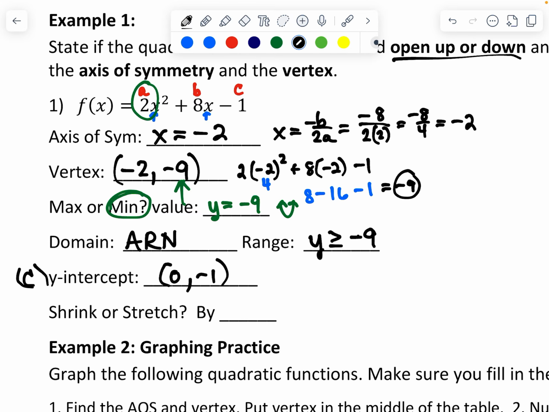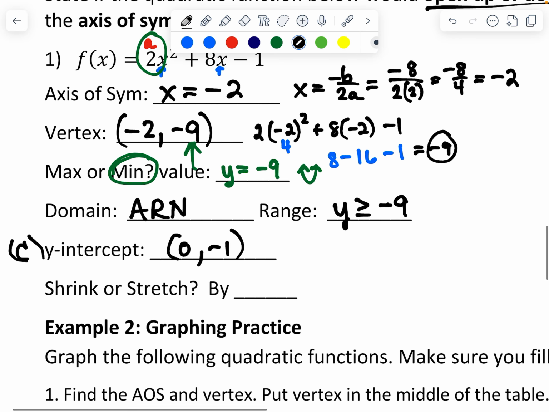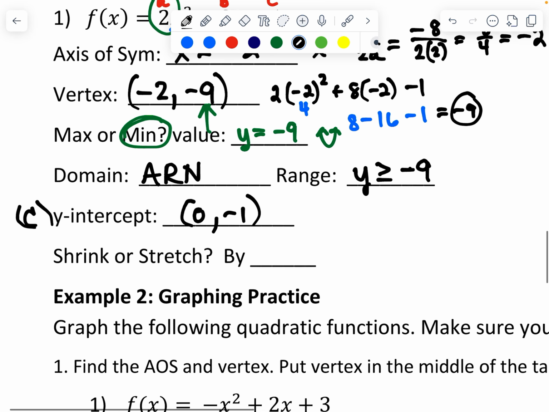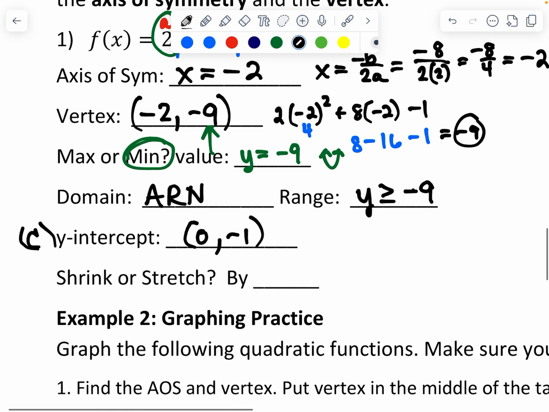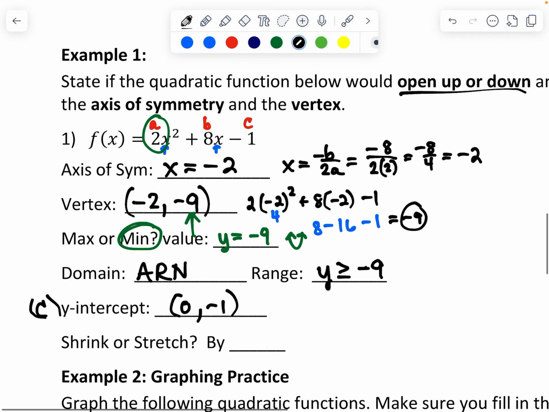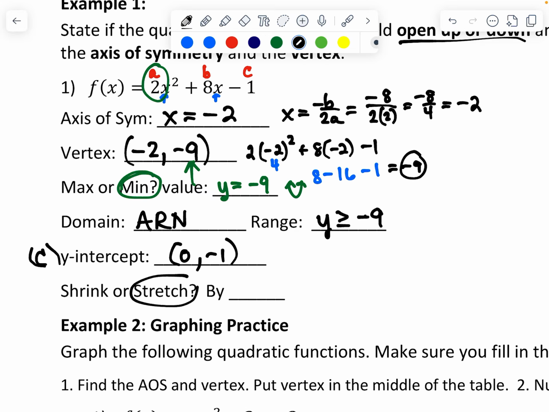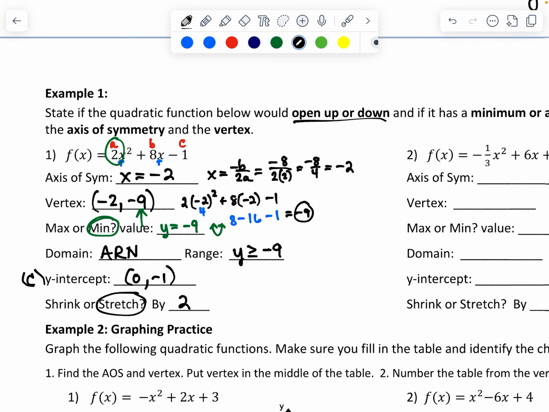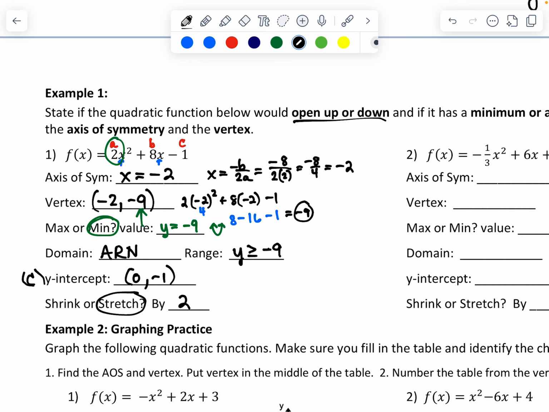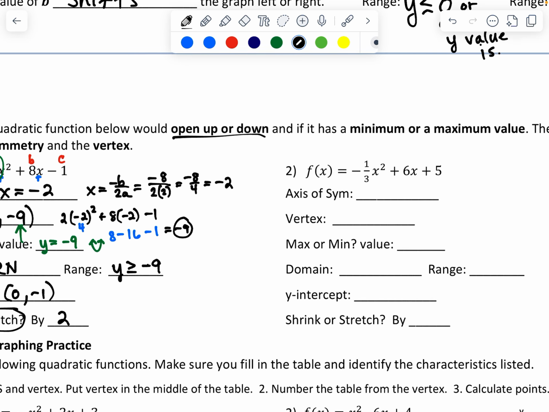All right, we already got the y-intercept. Now the shrink or stretch. That's what I was thinking of earlier. Is this a shrink or is it a stretch? Since the A value is greater than 1, it is 2, that is going to make it a stretch by 2. All right, so that is all the vocabulary that we need to figure out just by looking at the quadratic function. Okay, so we're going to try it again on the other side, number 2.